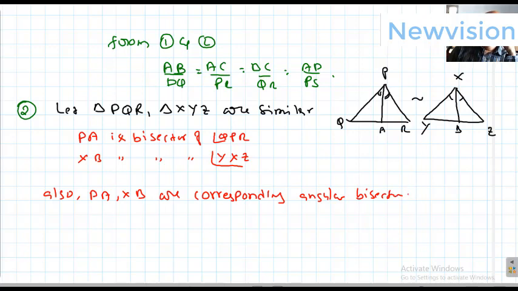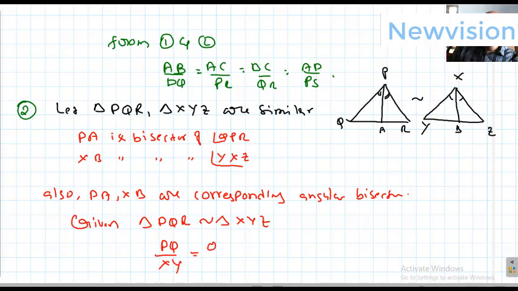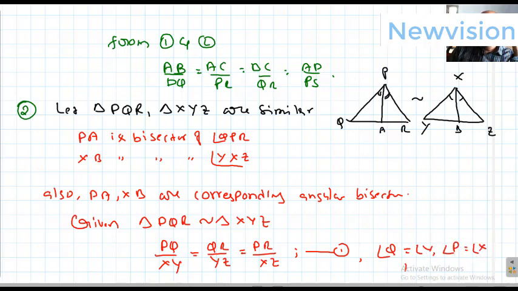Okay. So again, given triangle PQR similar to triangle XYZ. What I mean is this: PQ by XY equal to QR by YZ equal to PR by XZ. Also I can say angle Q equal to angle Y, angle P equal to angle X, angle R equal to angle Z.